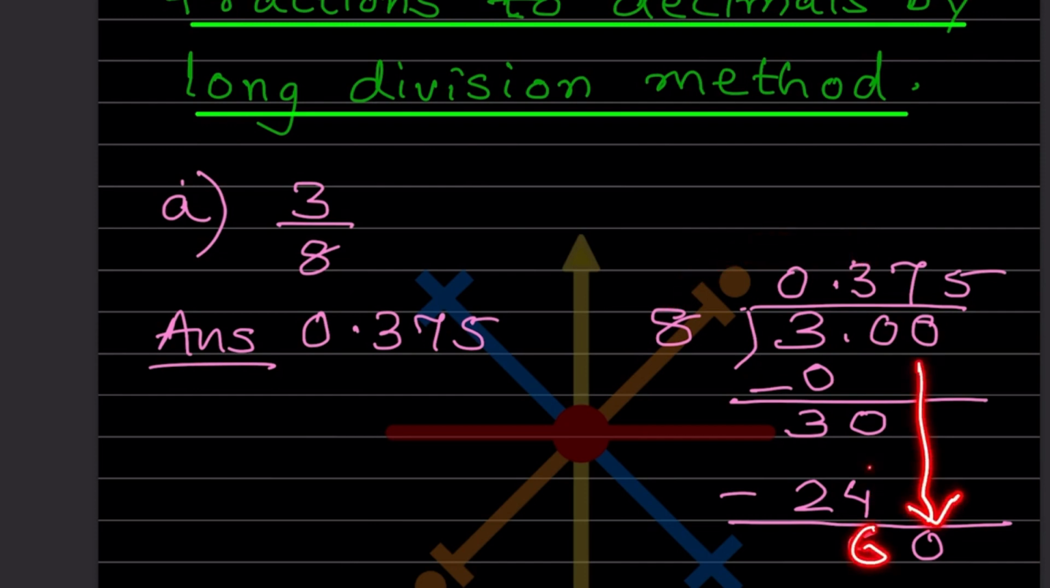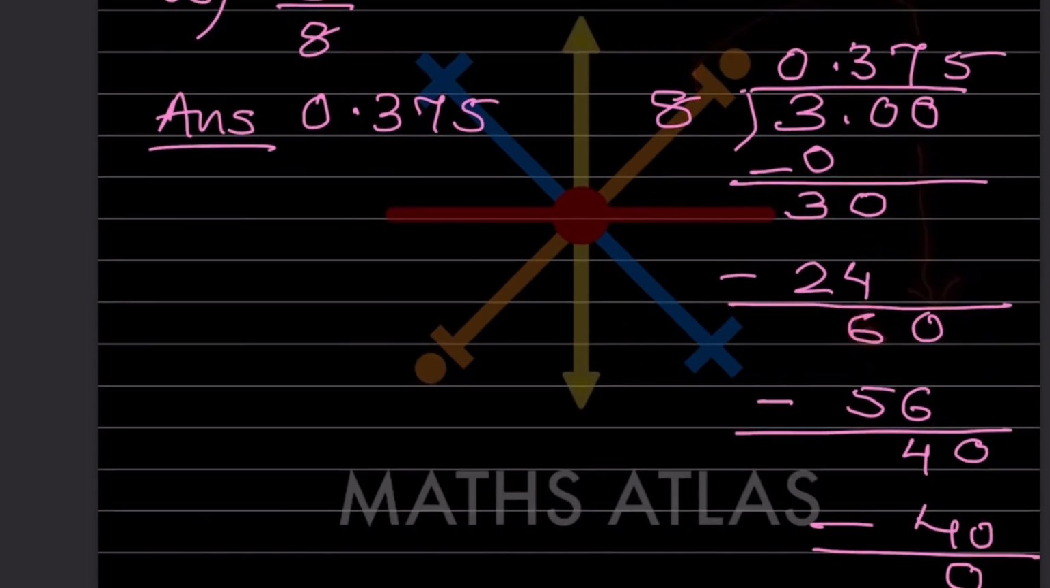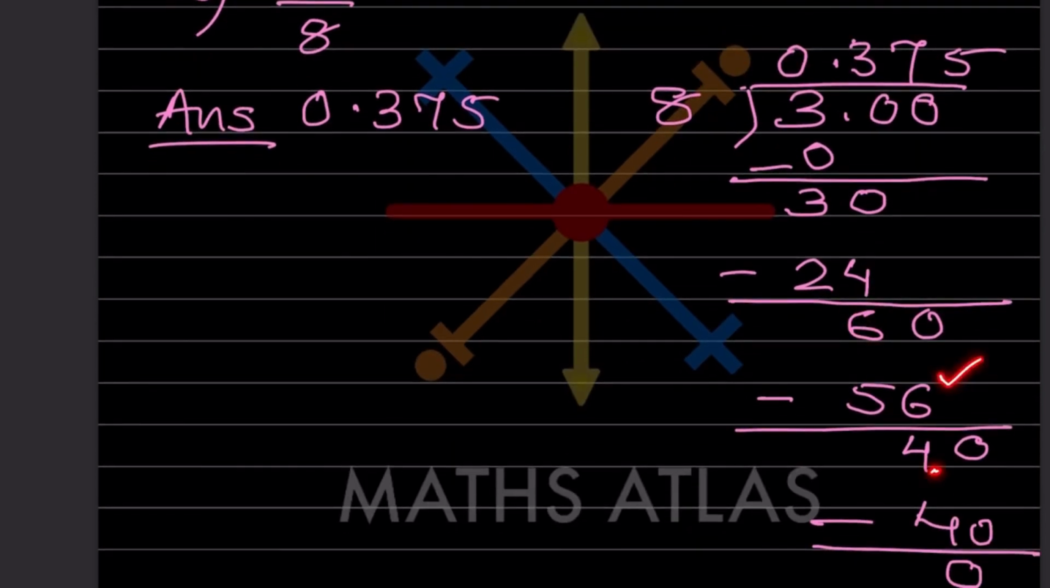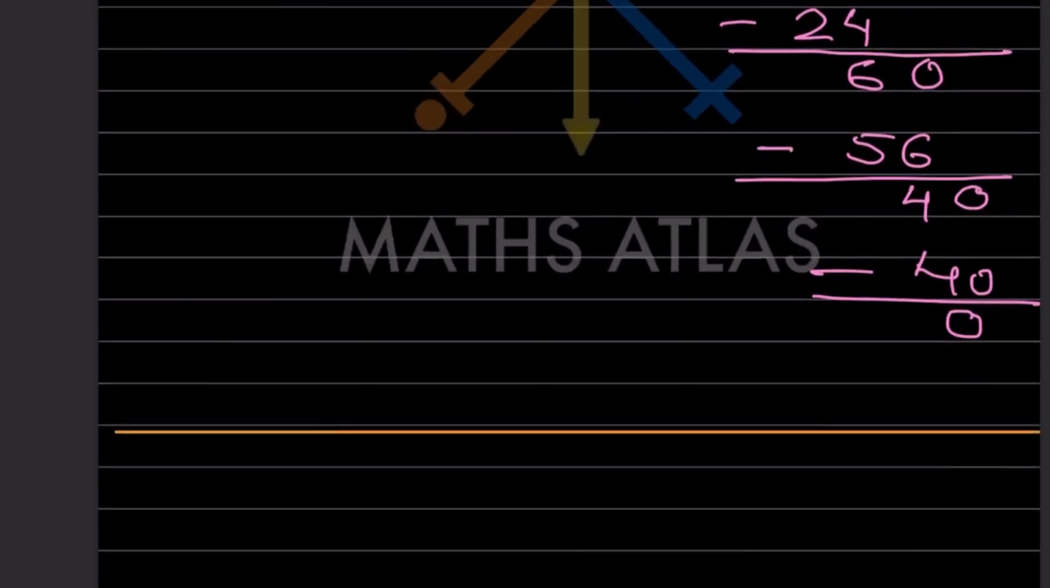So it will now be 8 7s are 56. Now you have 4, so you take one here. 8 5s are 40. Hope you got this. So the answer is whatever is in the question, that is 0.375, and this is for the long run.